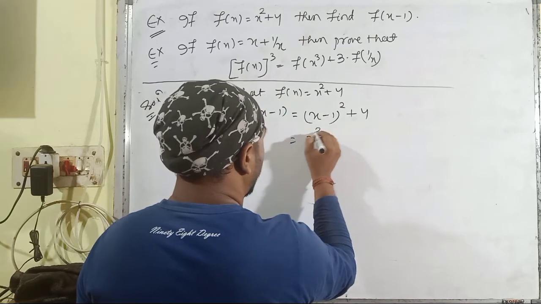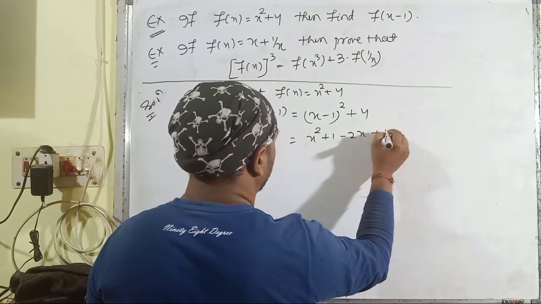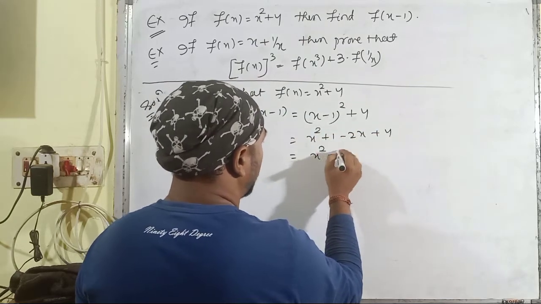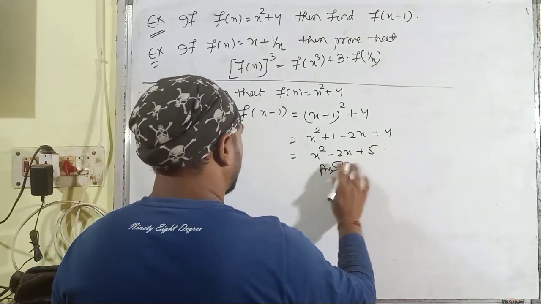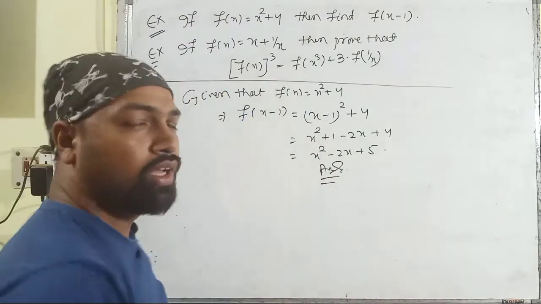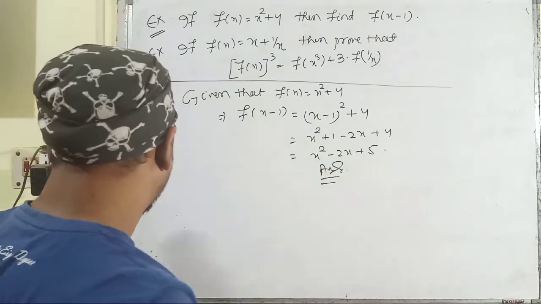So it is x square plus 1 minus 2x plus 4. So it is x square minus 2x plus 5. This is the simple answer for example number 1. Then proceeding to the next one.